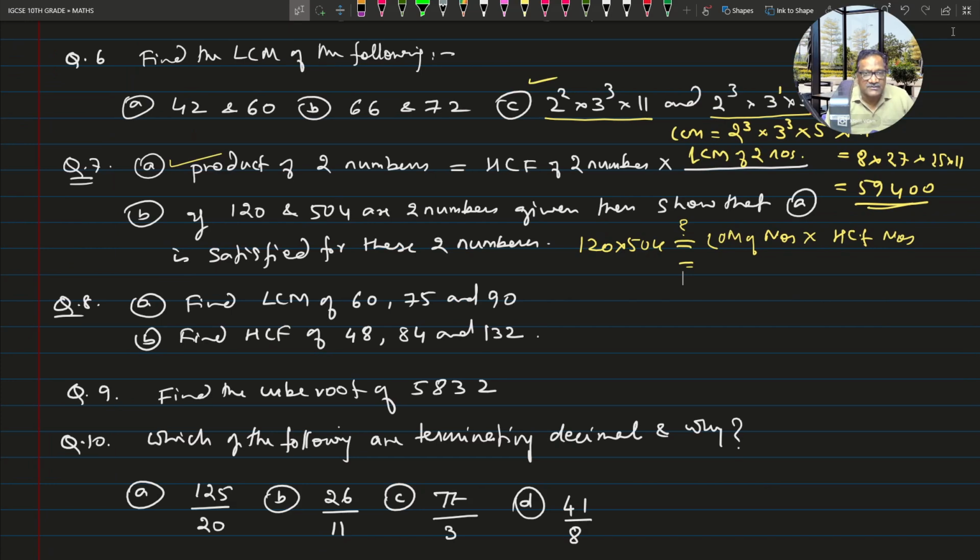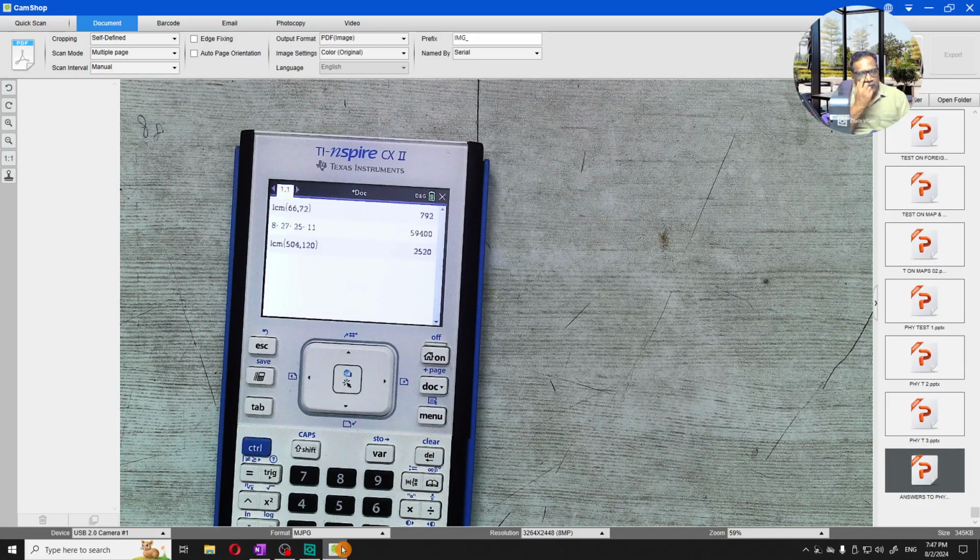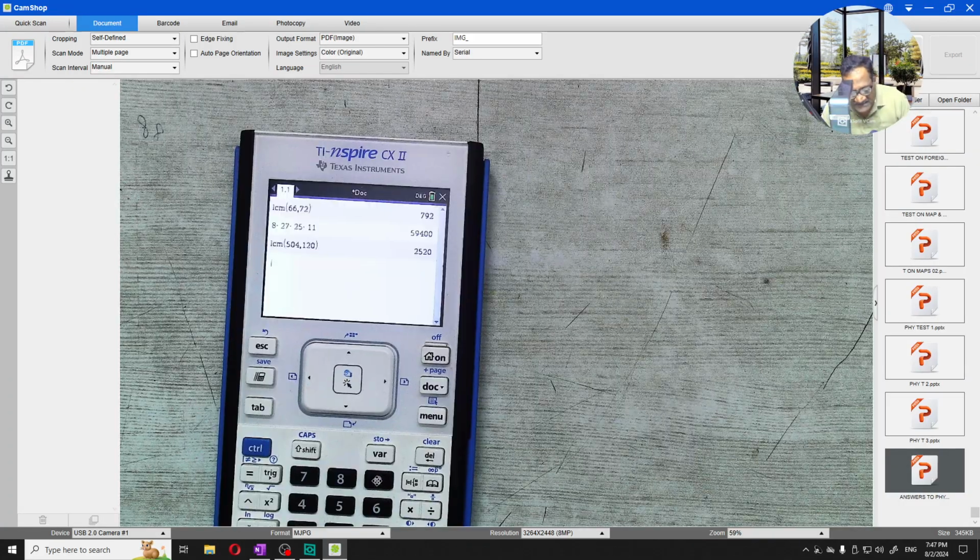What will be the HCF? For HCF, again I'll go to the GDC and I'll show you how to find the HCF. For HCF, you don't type in HCF over here. For this particular TI Inspire, what you have to do is type in GCD.